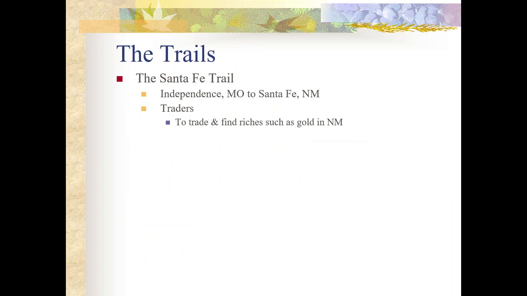One of the most well-known and most lucrative trails was the Santa Fe Trail. That started in Independence, Missouri, right near where the Missouri River and the Mississippi River meet. And then they would head more south towards Santa Fe, New Mexico. At this time, this was Mexican territory, not United States territory, so they were crossing borders into Mexican territory. The sole purpose was trade, to trade and find riches such as gold in New Mexico.